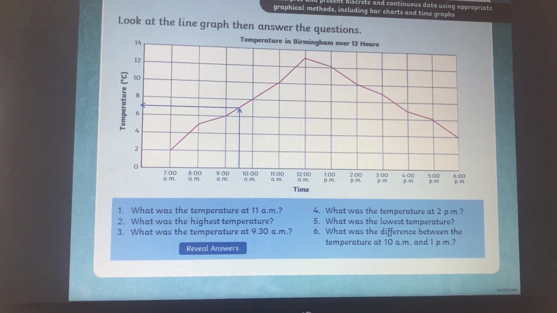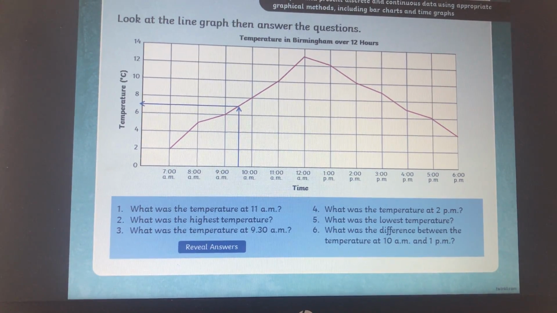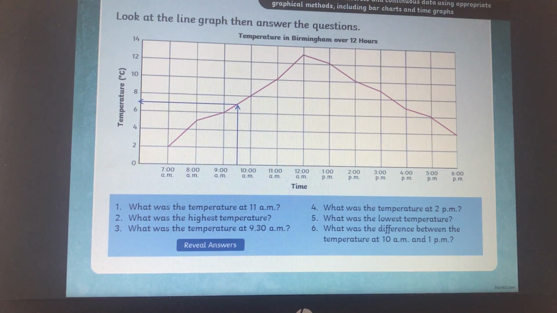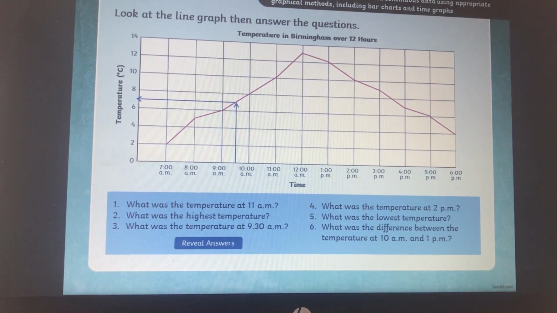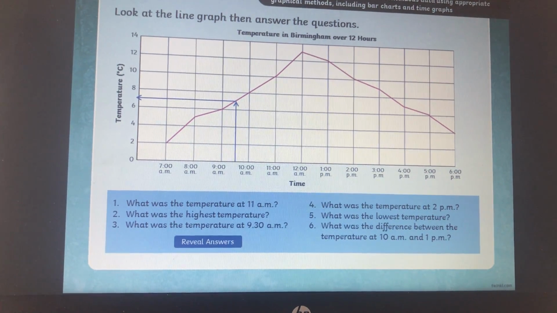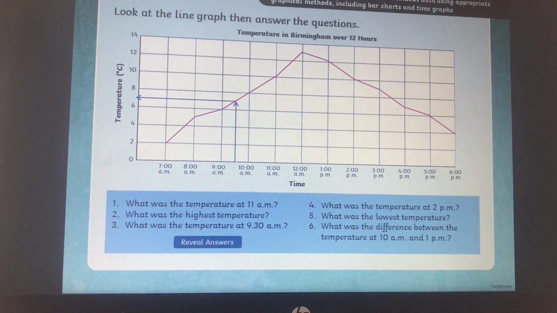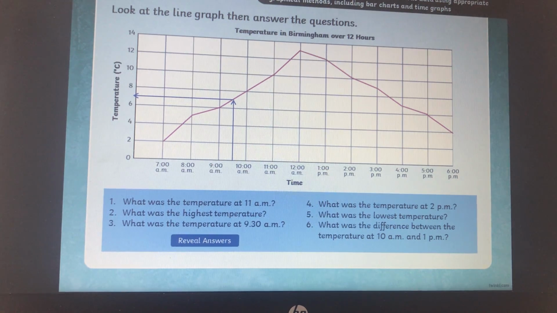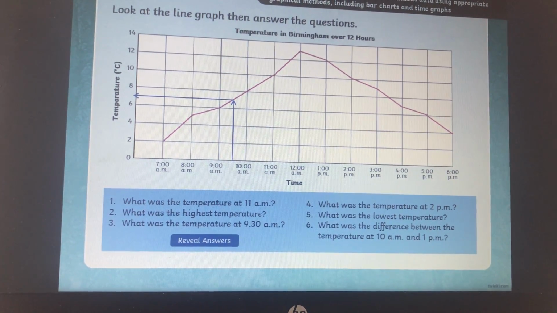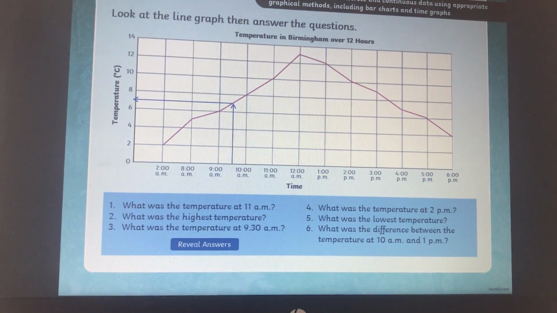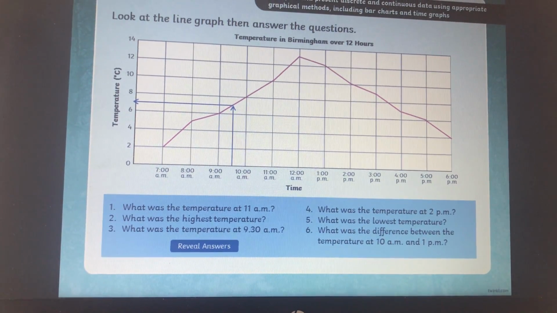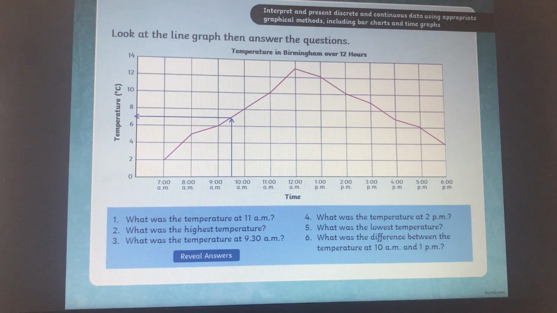What was the temperature at 9:30 a.m.? If we have a look at the times, there is no 9:30. So this must sit halfway in between 9 o'clock and 10 o'clock, and I've done this with an arrow. You then join the arrow to the line and look across to the number. This time the arrow sits between 6 and 8, so the temperature recorded at 9:30 is 7.